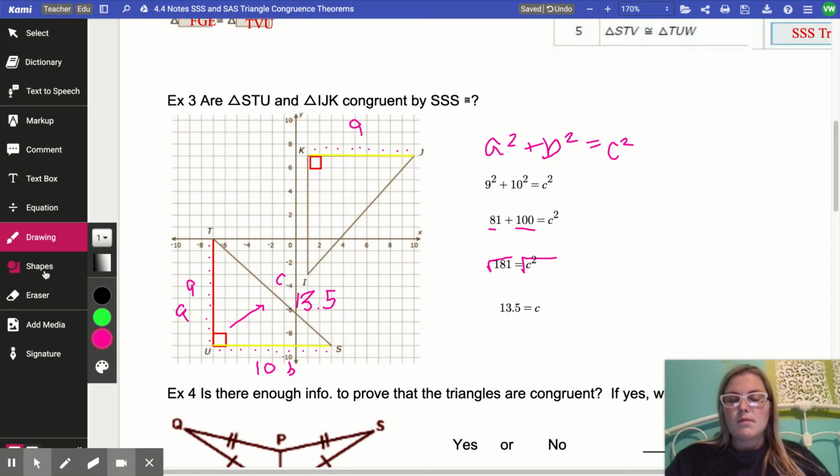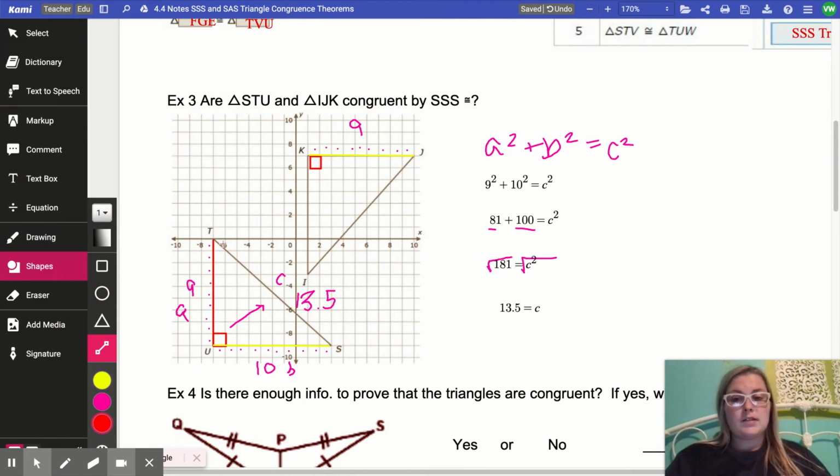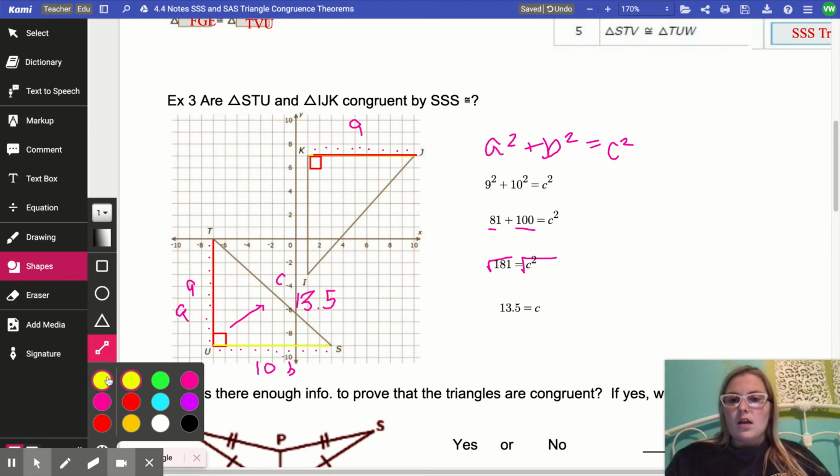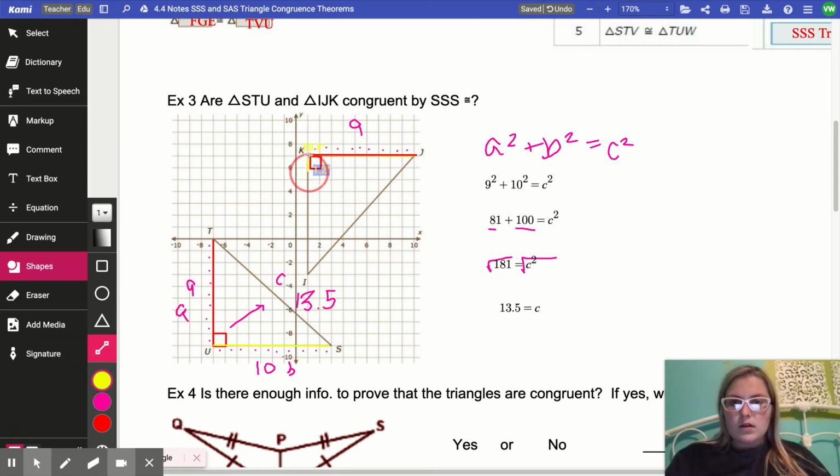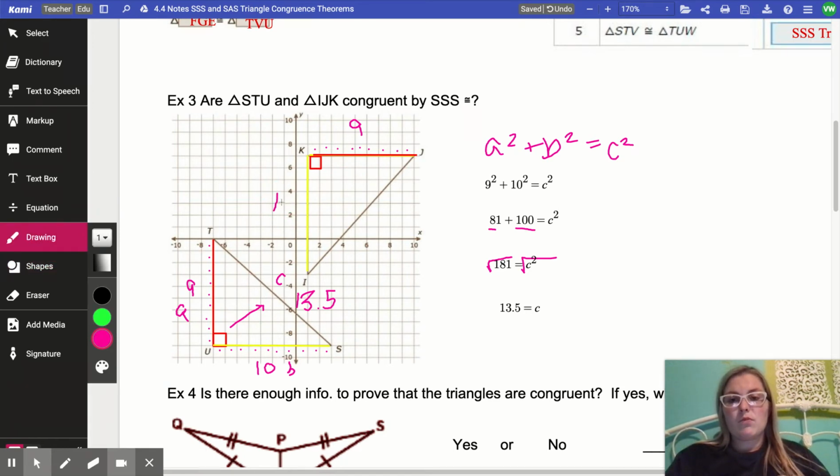And maybe it might be easier for me to put this one in red since, hey, I see on my triangle STU, my red side had 9. So it might be an easier visual cue for me to put a red over here so I can see that they match. Okay. And now I'm going to count from K to I. 1, 2, 3, 4, 5, 6, 7, 8, 9, 10. All right, so this side has 10, and I'm just going to leave it in yellow because my yellow side on my other triangle had 10.